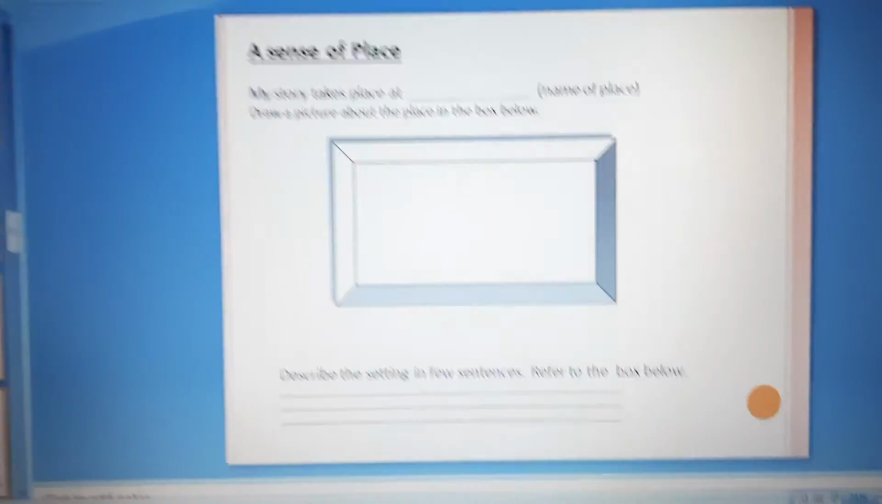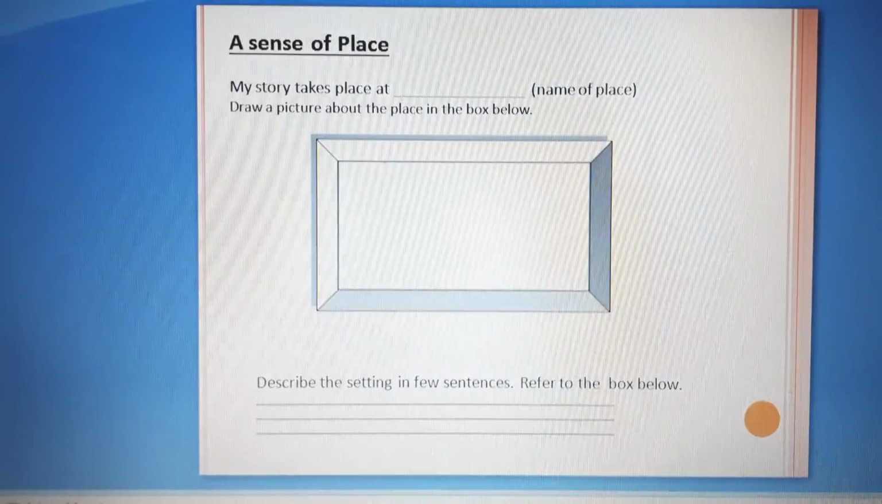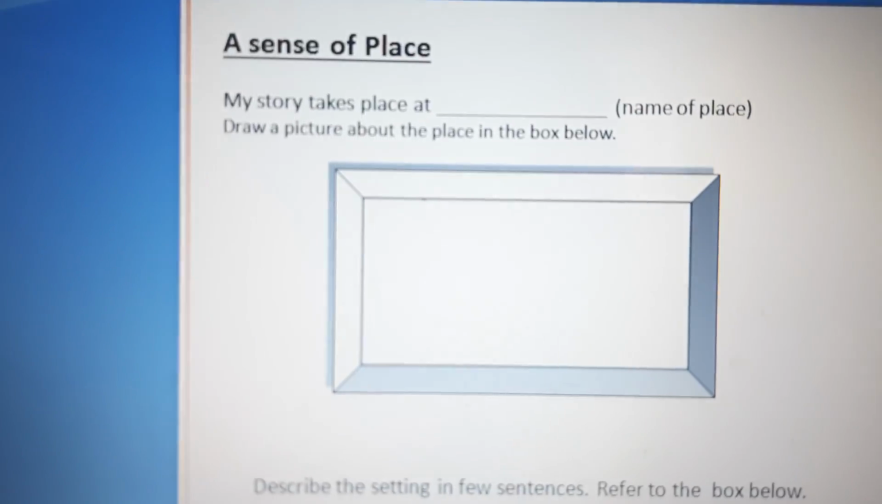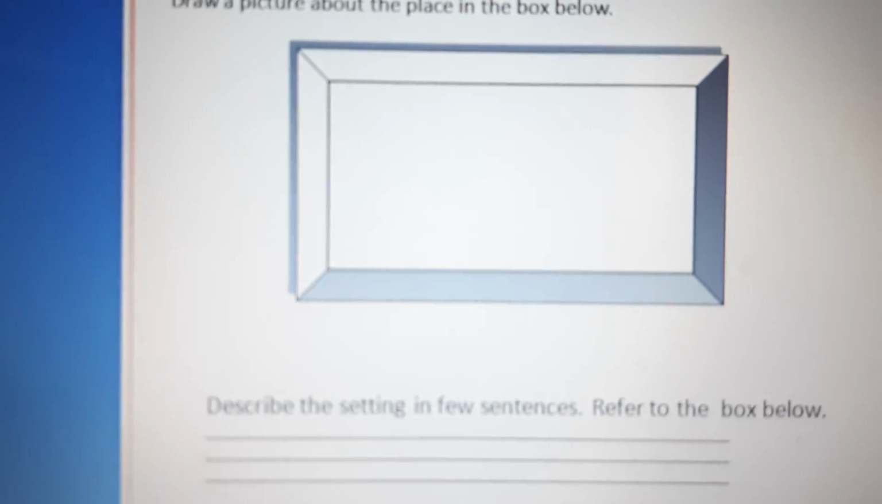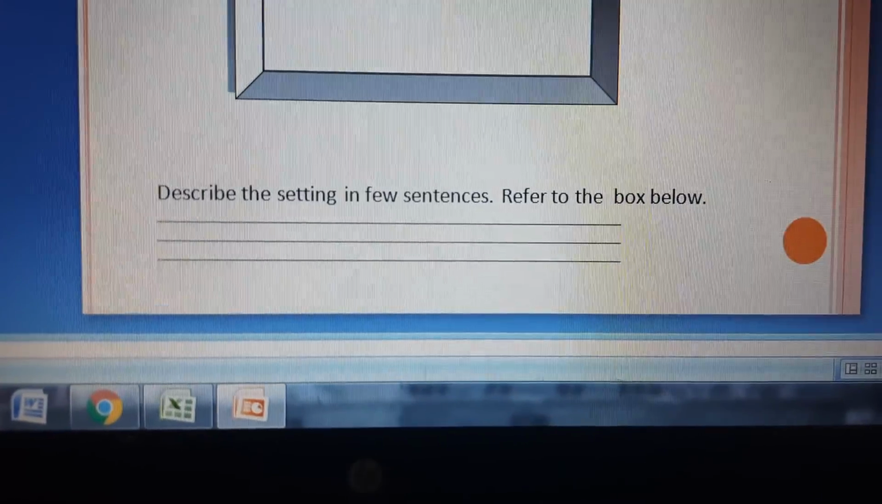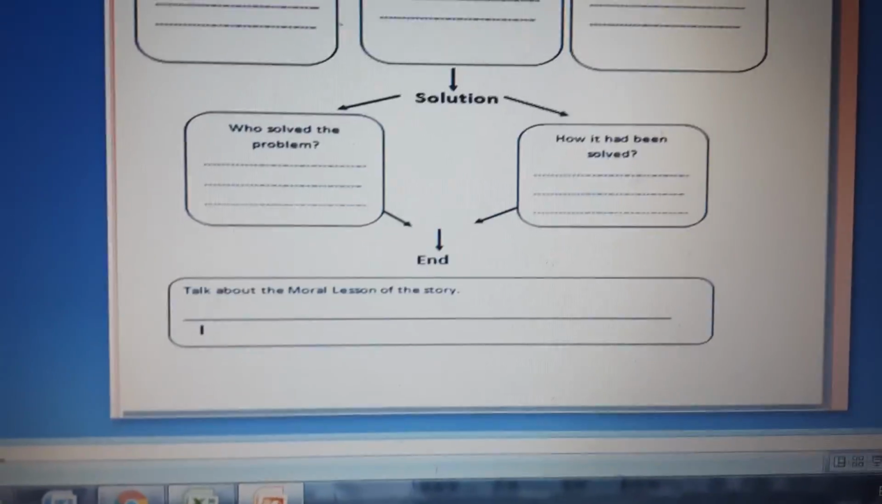Okay, and here, sense of place. My story takes place at, and you show the name of the place. Draw a picture about the place in the box below, and describe it in a few sentences. Okay, refer to the box below.